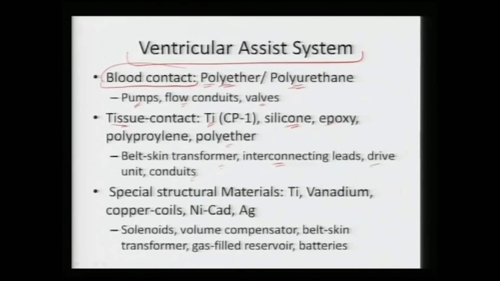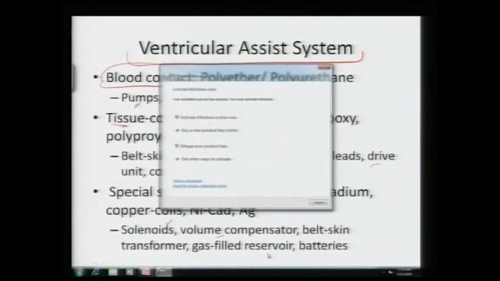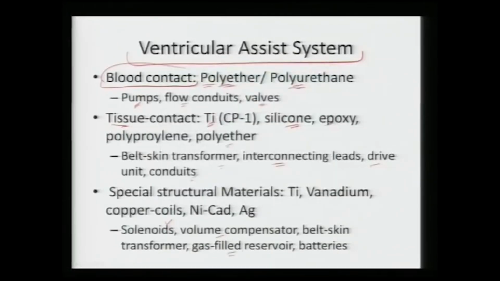Again, there can be certain special structural materials which need to bear the load or need to perform certain functionality. Those can be solenoids for generating the pulse. It can be volume compensator, again belt skin transformer, can be gas filled reservoirs or even batteries. And these require materials which can be titanium, vanadium, copper coils for the solenoids, nickel, cadmium, even silver or copper for connectors.